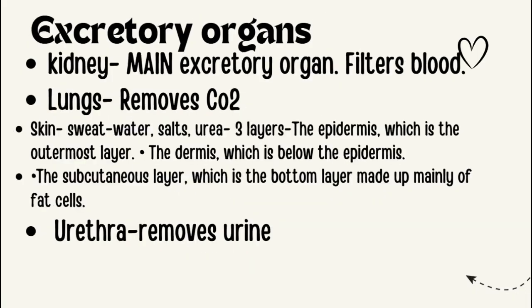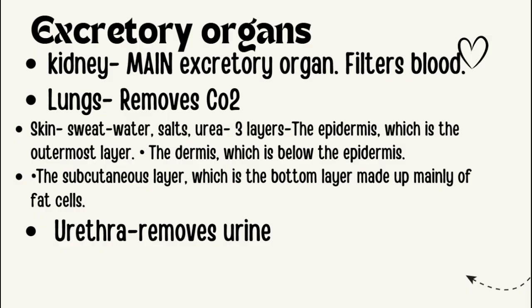Okay, so now as it relates to excretory organs, the main organ that we're really focusing on is the kidney. The kidney is the main excretory organ, and it filters out blood and allows the waste to pass out through the urine. Even though the kidney is the main excretory organ, we also have other organs within our bodies that excrete different things.